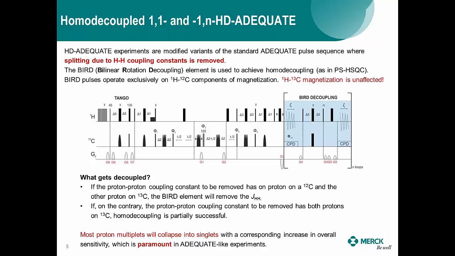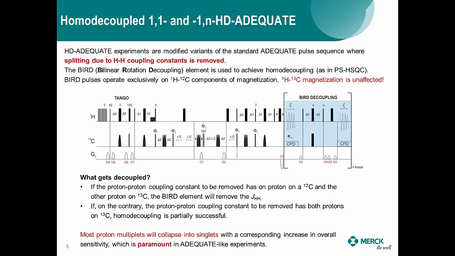We have two possible scenarios. One is the case that if the proton-proton coupling constant that we want to remove has one proton attached to carbon-12 and another proton attached to carbon-13, then in that scenario, the BIRD element will remove such proton-proton coupling constant. On the contrary, if the proton-proton coupling constant to be removed has both protons attached to carbon-13, the homodecoupling is only partially successful. This is pretty much the same as in the pure shift HSQC, in which we can remove all the proton-proton coupling constants except the geminal proton-proton coupling constant, because both protons are attached to carbon-13.